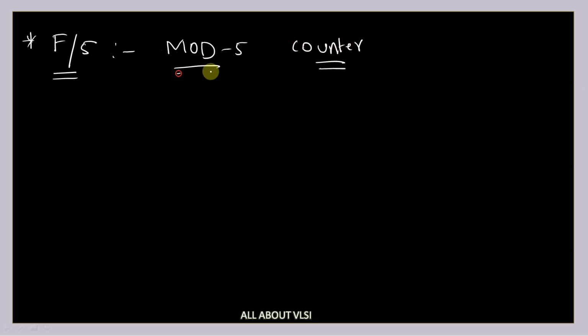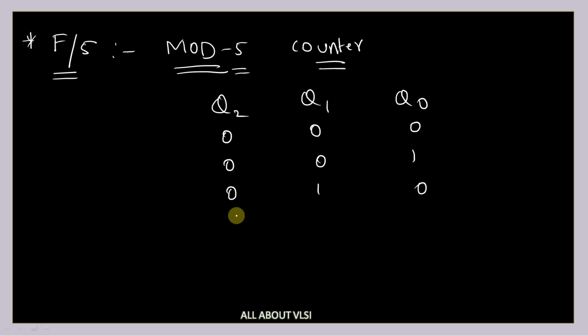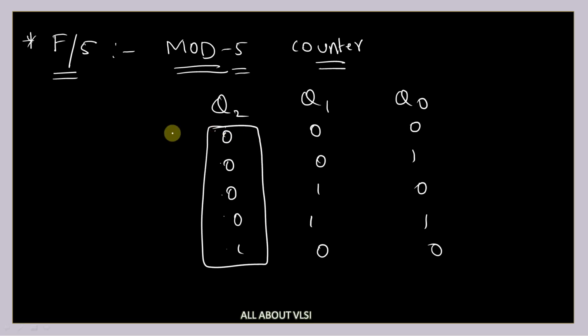Now for a mod 5 counter, if I observe carefully, I will have three bits: Q2, Q1 and Q0. If I take an up counter, it is 000, 001, 010, 011, 100. So this is 1, 2, 3, 4, 5. Now, if I only consider this Q2 output, let us plot this in a waveform.